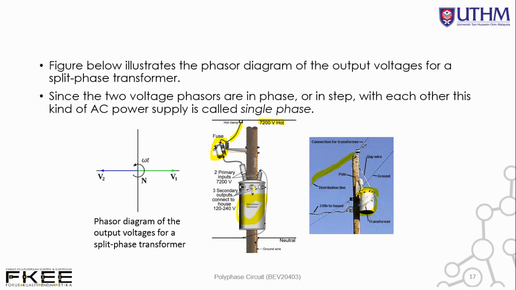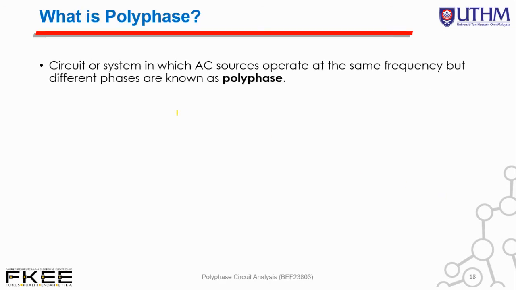At the output we have three terminals over here. This is line number one, this is the neutral point, and this is line number two. So we have either 120 volts or 240 volts for the selection. This is the phasor diagram of the output voltage for a split phase transformer. Line number 1 carries voltage 1, in the middle we have the neutral point, and then this is voltage number 2 from line number 2.